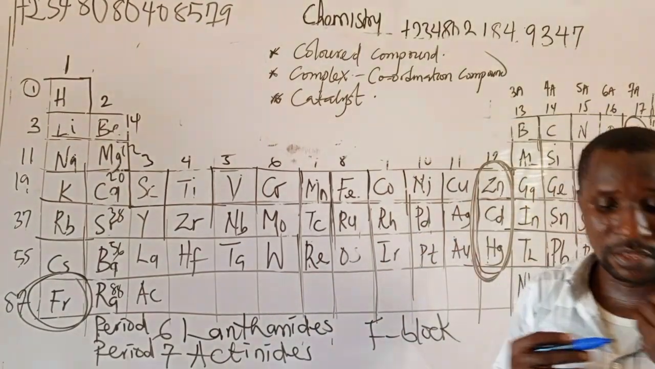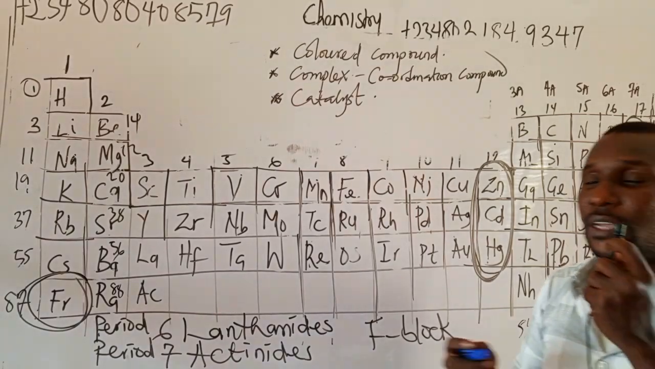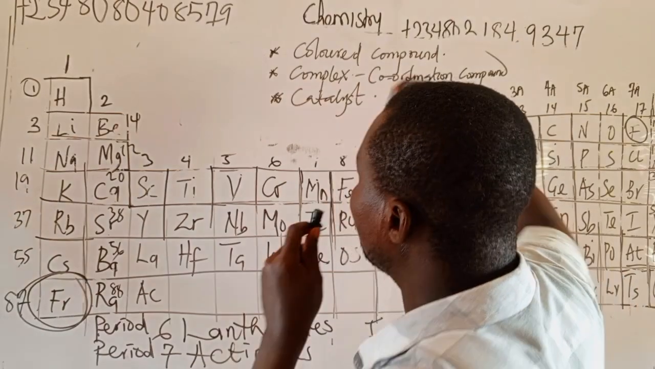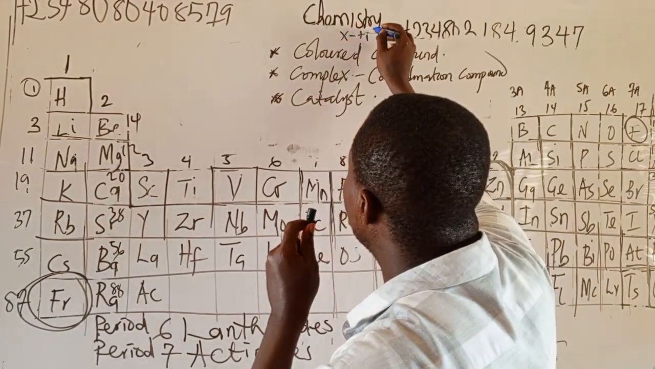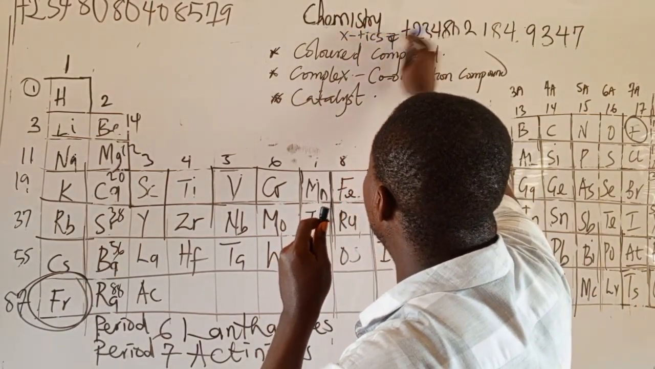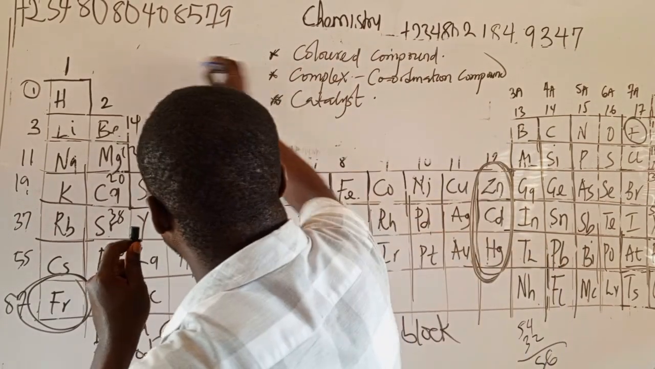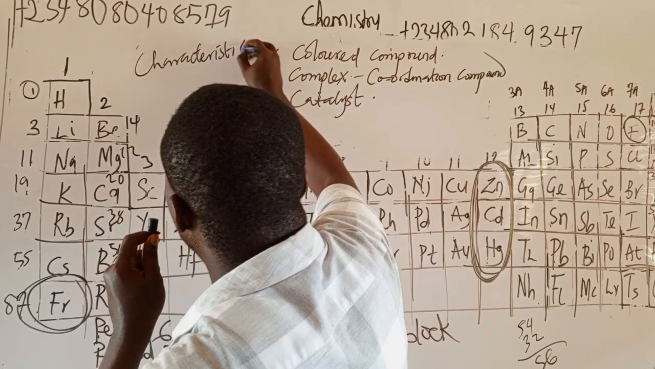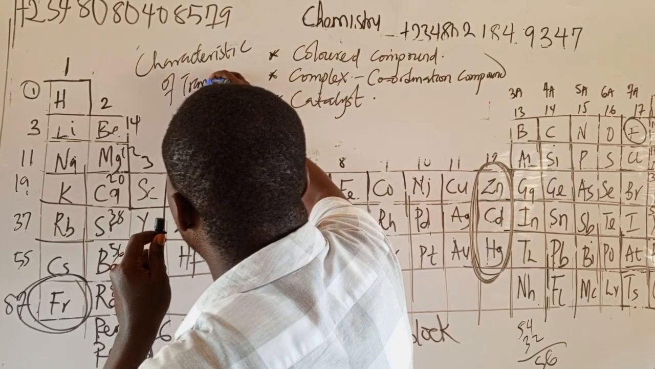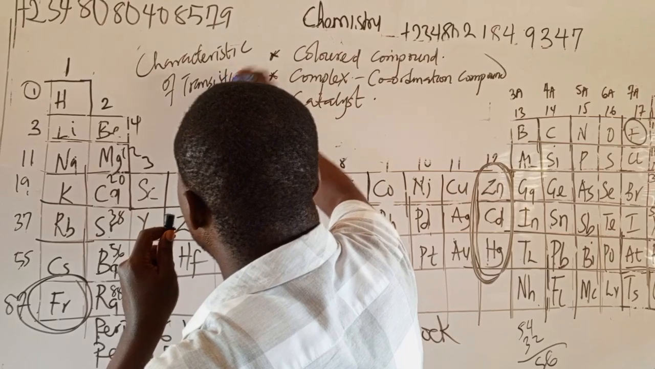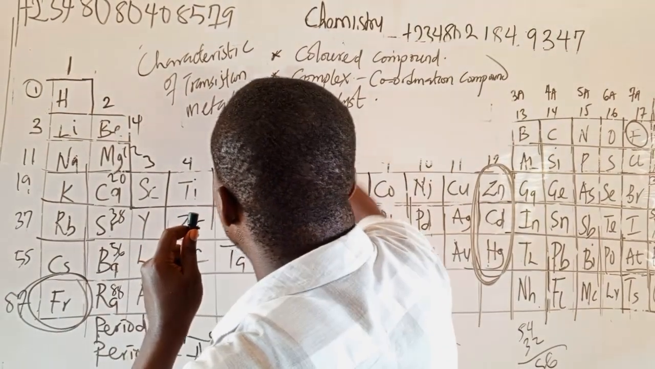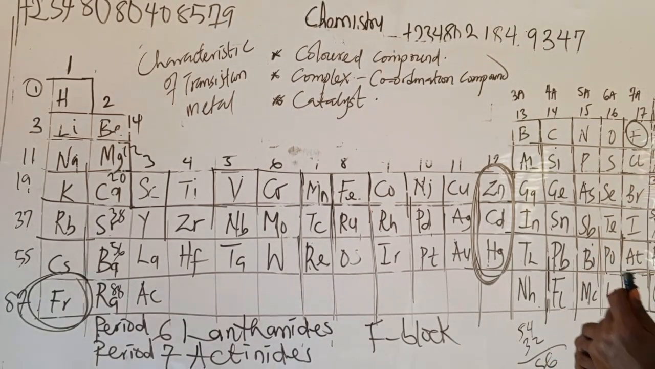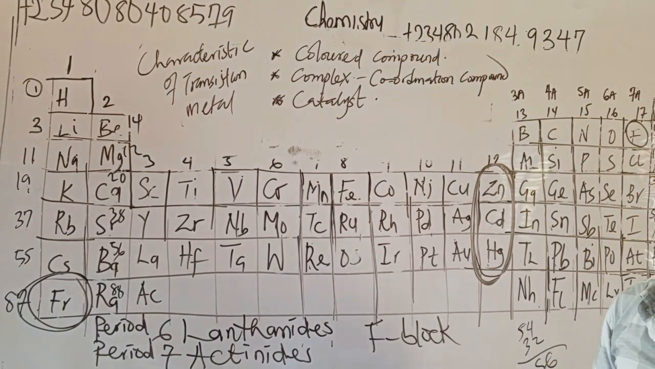Take note, these are the characteristics of transition metals. They can be used as catalysts. Characteristics, or properties, of transition metals or transition elements: they form colored compounds, they form coordination compounds, and they can be used as catalysts. Take note of that. In the next class, we shall move further.